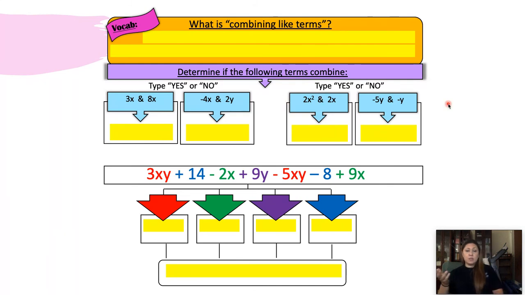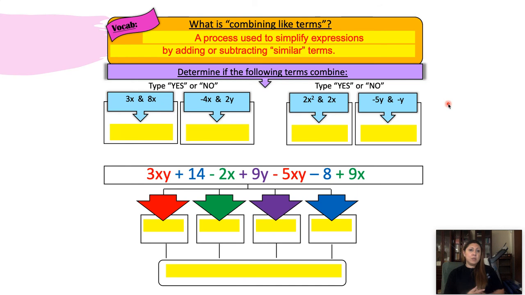All right, so what is combining like terms? Combining like terms is a process used to simplify expressions by adding or subtracting similar terms. So try this on your own. You want to see if each one of these pairs, these two, these two, these two, and these two, would be combined or not. So write a yes or a no right underneath it.